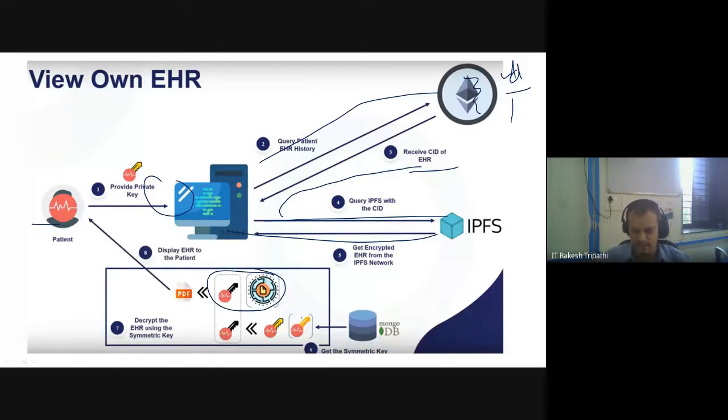Now how do I get the symmetric key? He will give the symmetric key. I decrypt it with my private key. I get the symmetric key. With the symmetric key I decrypt the data. I get the message. So what is happening?